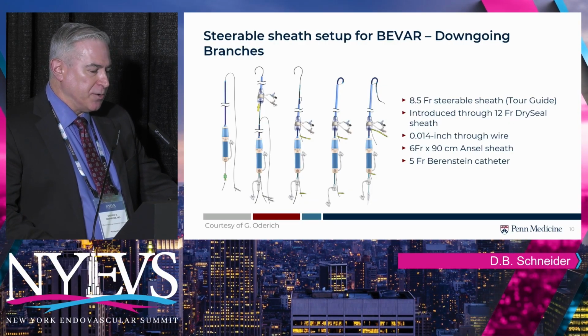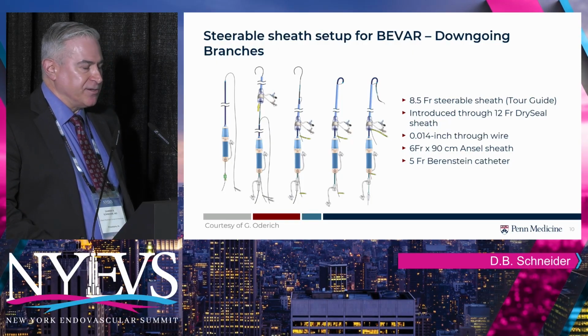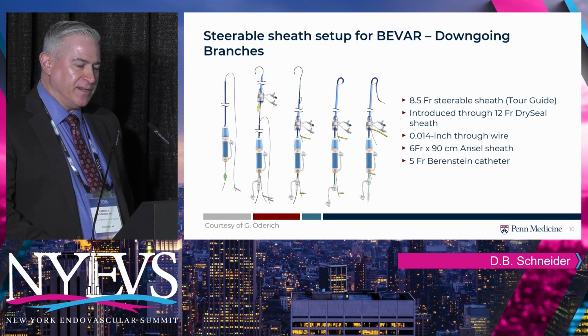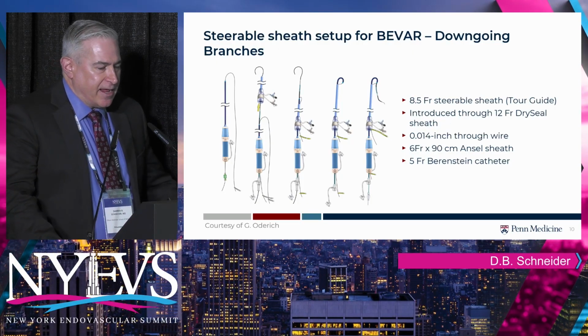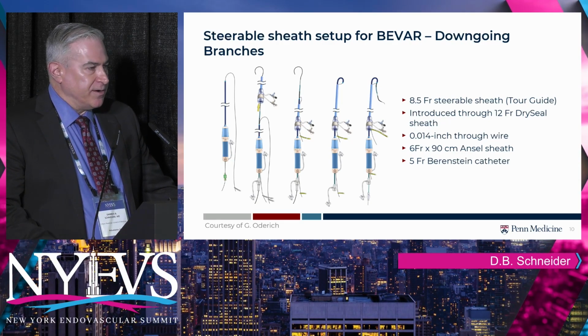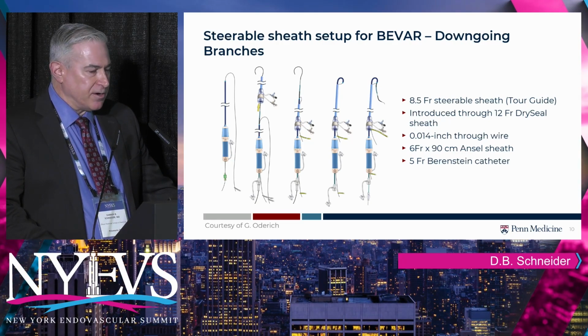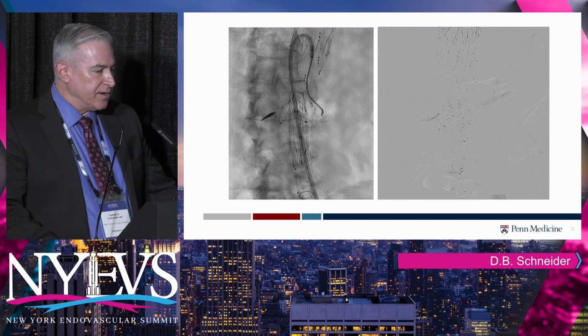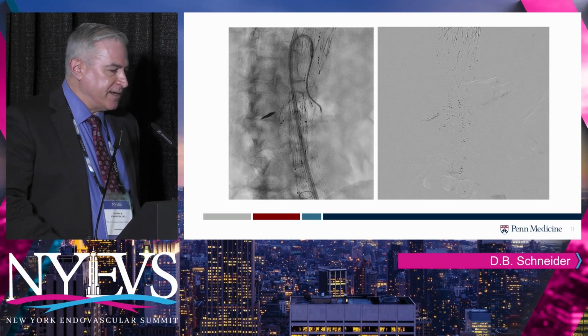And through that, we telescope a 6 French by 90 Ansel sheath. A Destination sheath won't fit inside the TourGuide. And within that, we also, in our coaxial system, have a 5 French Berenstein catheter that we're using to select the target visceral arteries in the branches of the graft. And here you can kind of see that setup.